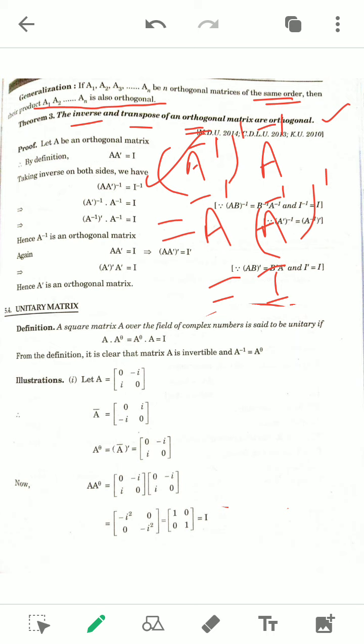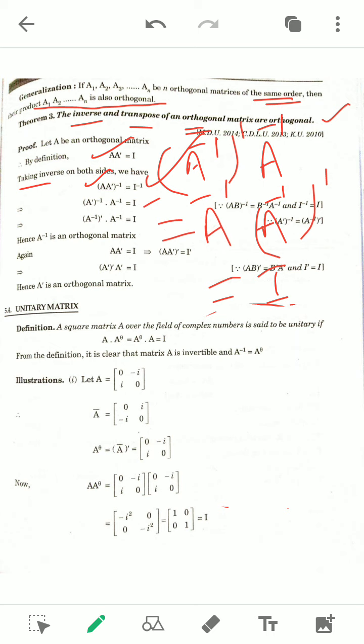Again we follow the definition of orthogonal matrix. Because A is orthogonal, we write A transpose A equal to identity. Because we have to talk about the inverse, we take inverse on both sides. Because A is orthogonal, its inverse will definitely exist and it will be equal to its transpose. So we take inverse both sides. What we get is (A transpose) inverse equal to identity inverse, and the inverse of the identity matrix is again identity.